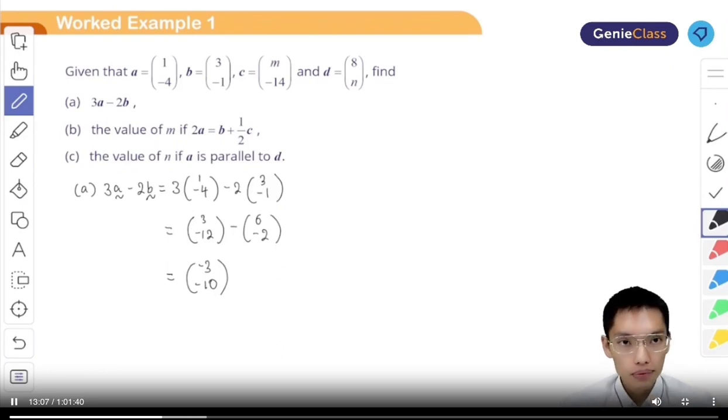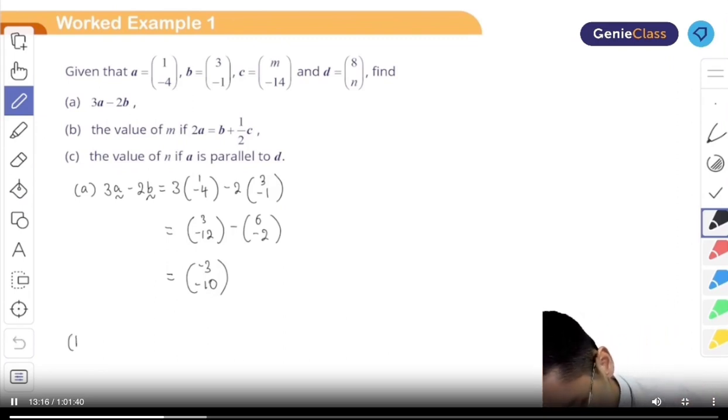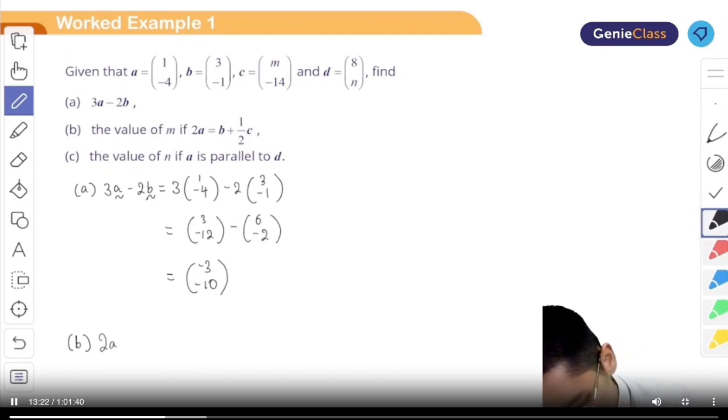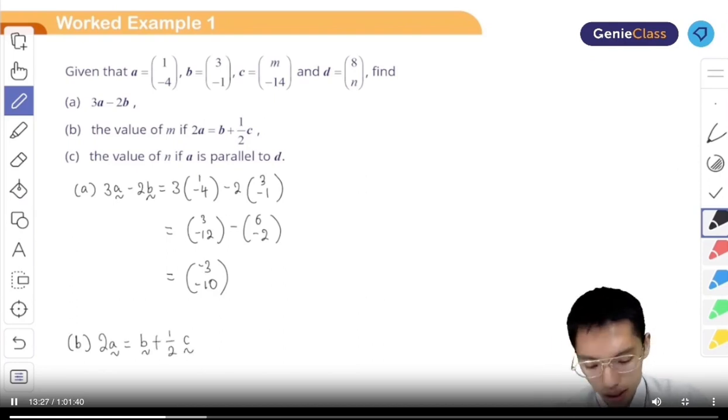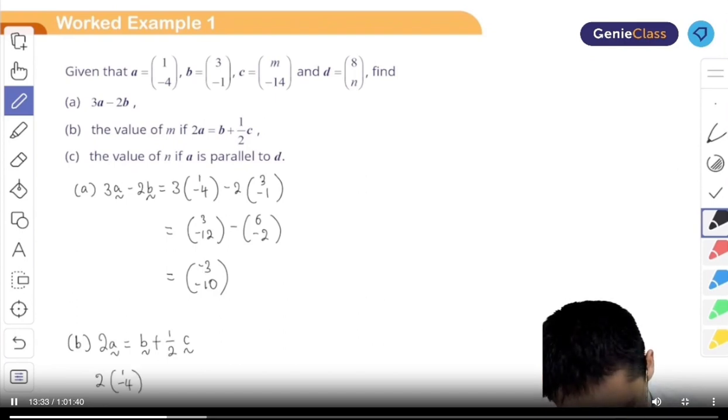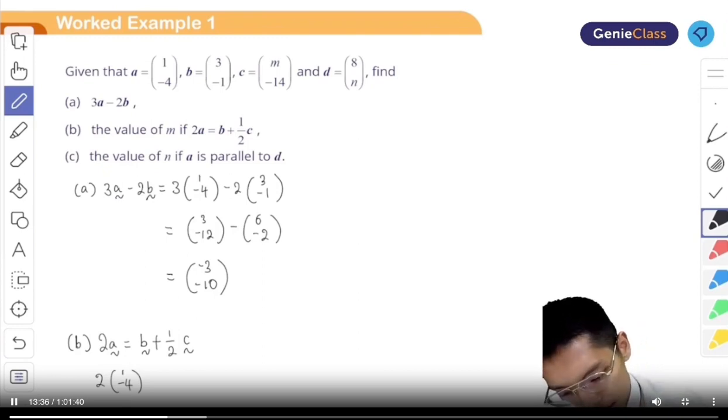Okay, next up. Now, the value of m if 2a is equal to b plus half c. Again, following your scalar multiplication, just take note. So it's going to be 2a is equal to b plus half c. Okay, a, copy your vector down. Did I copy my vector wrongly? 2a, 1, minus 3, 1. Yes, it's correct. So equals to b, negative 3, 1 plus half of c. From here it's a scalar multiplication, so be very careful.